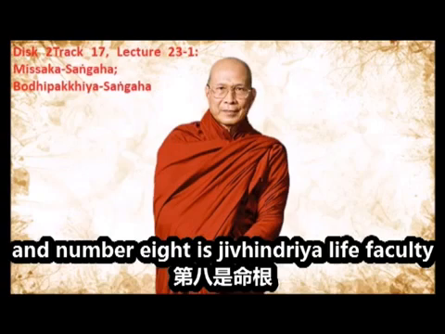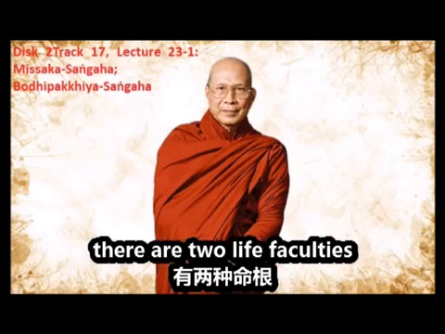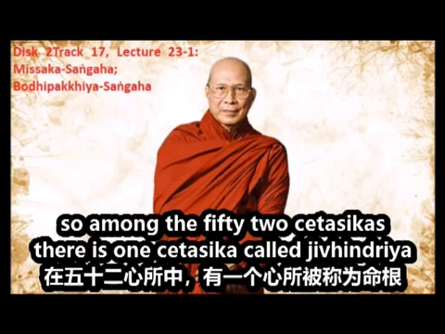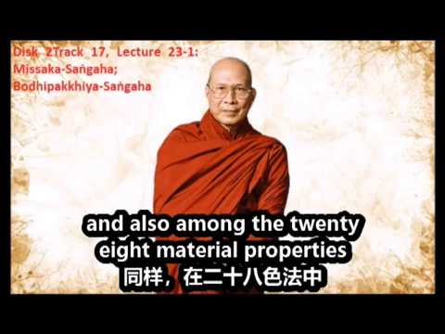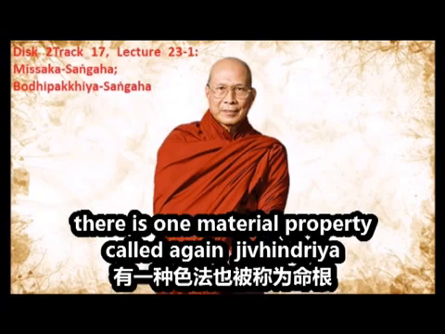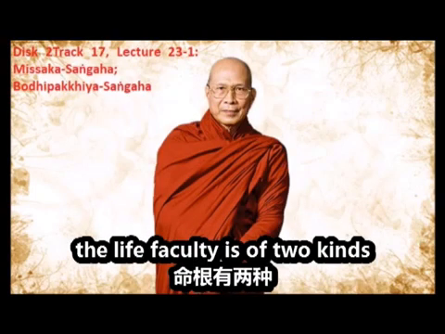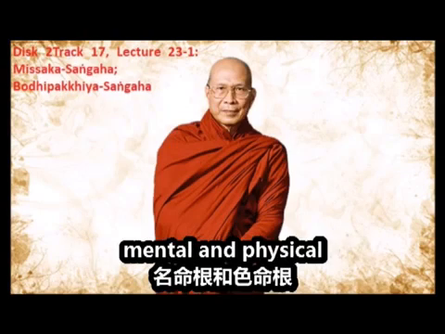And number 8 is jivitindriya, life faculty. There are two life faculties. One is mental and the other is material. So among the 52 cetasikas, there is one cetasika called jivitindriya. And also among the 28 material properties, there is one material property called again jivitindriya. So the life faculty is of two kinds, mental and physical.